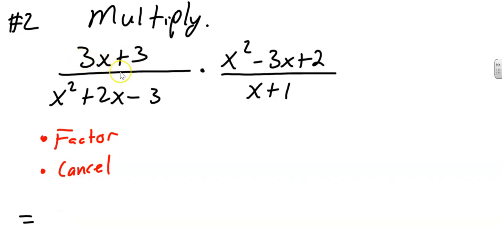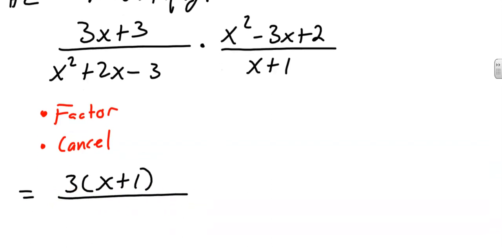Okay, for the top part, 3x plus 3. The only thing you can do with that one is factor out a 3. So you get 3 times x plus 1. On the bottom, you've got an x plus 1 here. For that one, there's nothing you can do, so it just stays x plus 1. And the factoring for these other two parts left over should be pretty easy.